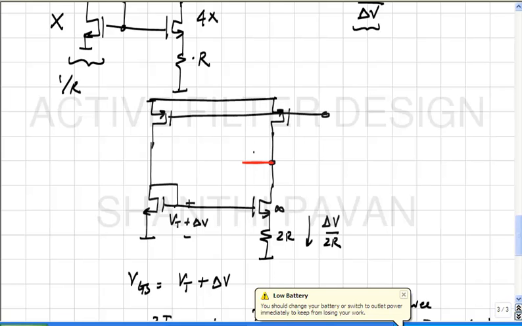Now if this goes high, what must happen to this node voltage? That should also be increased, right. So what do you do? You short these two, you understand? So this is one version of the fixed GM bias.